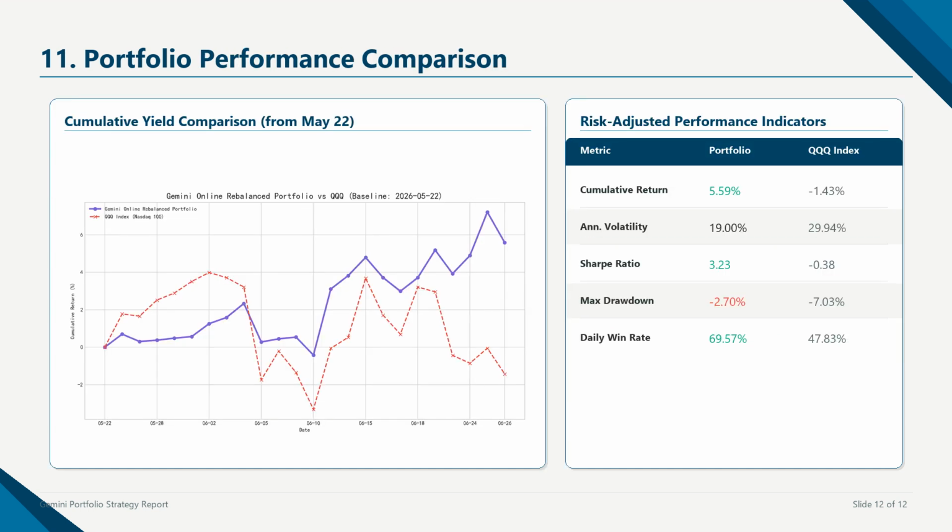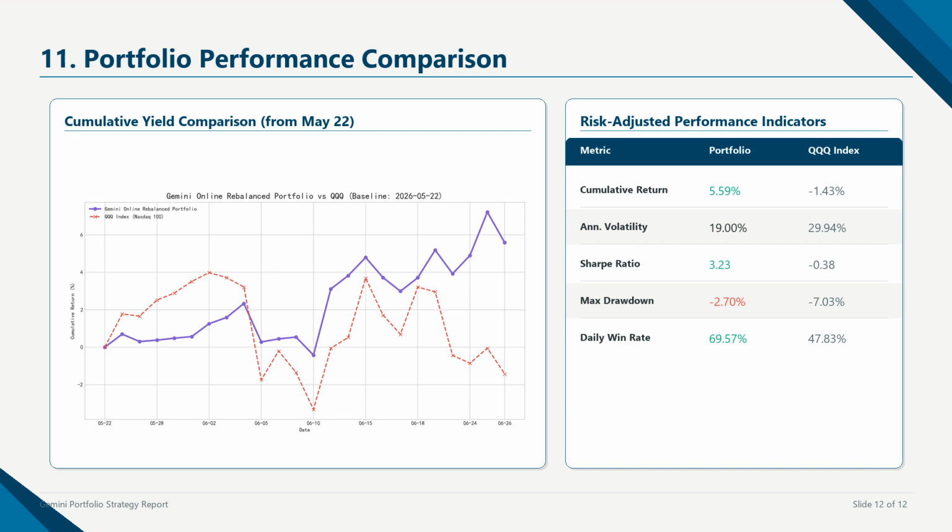Finally, let's review our portfolio performance from May 22 to June 27, 2026. The Gemini Online Rebalanced Portfolio achieved a cumulative return of 5.59%, outperforming the QQQ index, which returned -1.43%, resulting in an active alpha of 7.01%. Our strategy achieved an annualized volatility of 19.00% and an outstanding Sharpe ratio of 3.23, compared to QQQ's Sharpe ratio of -0.38. The maximum drawdown was restricted to -2.70%, demonstrating superior risk-adjusted returns and robust downside protection.